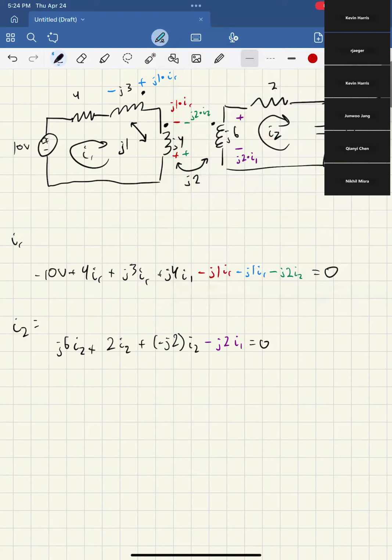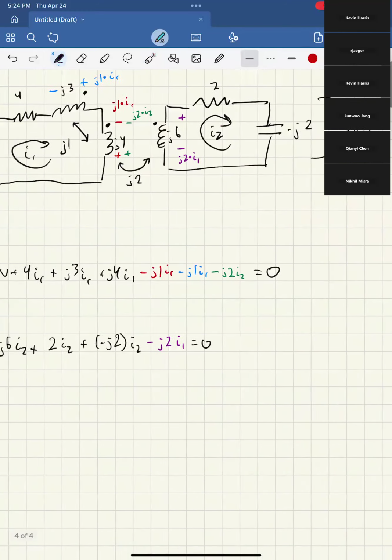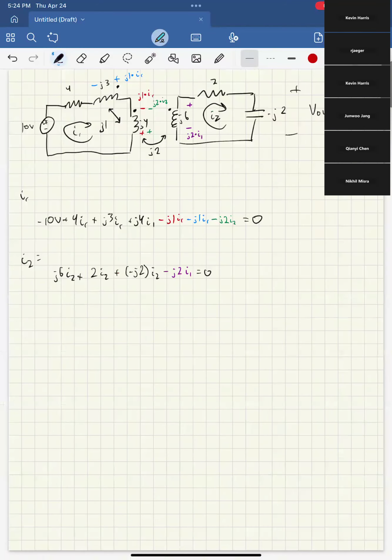And then if we wanted to find that V out, it would simply be minus J2 times I2. So that's an example where you have a couple more mutual inductances, but it's still basically the same thing.